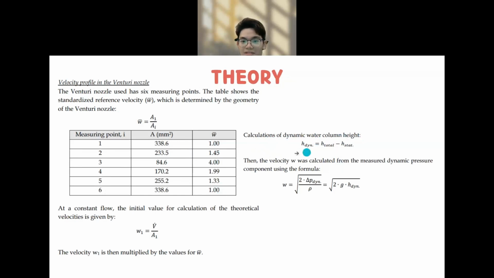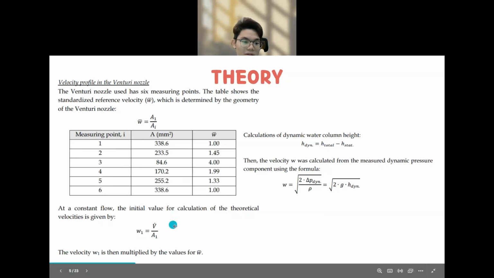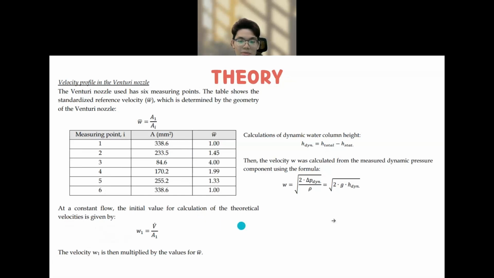Calculation of dynamic water column height: H dynamic equals H total minus H static. Then the velocity W is calculated from the dynamic pressure component using the formula W equals square root of 2 times the dynamic pressure difference divided by rho, which equals square root of 2gH. At a constant flow, the theoretical velocity is given by W1 equals V over A1.